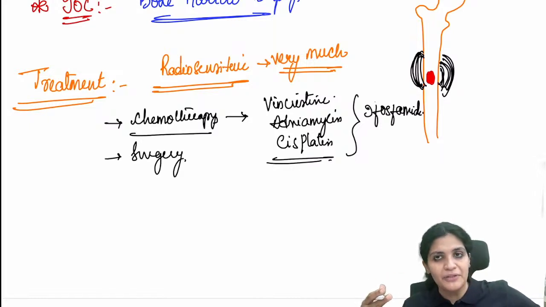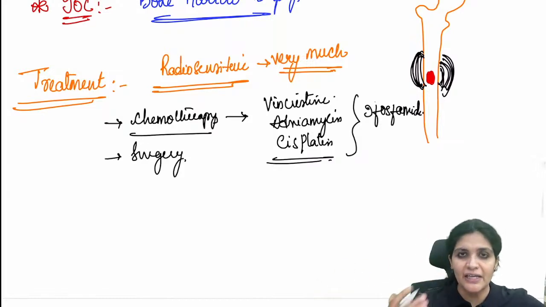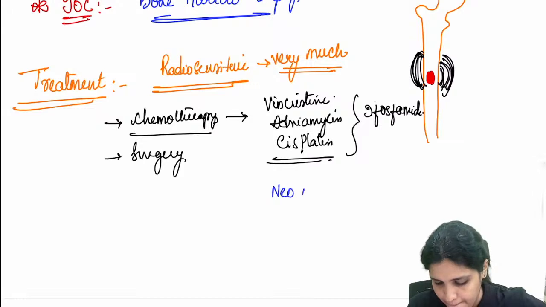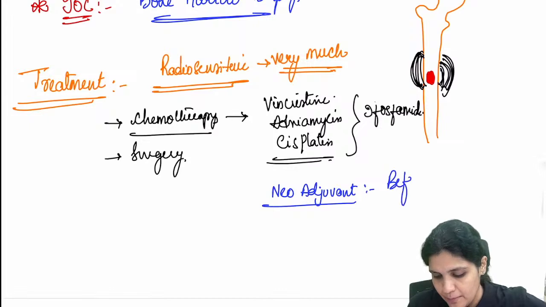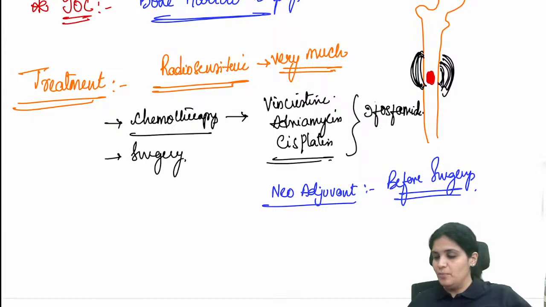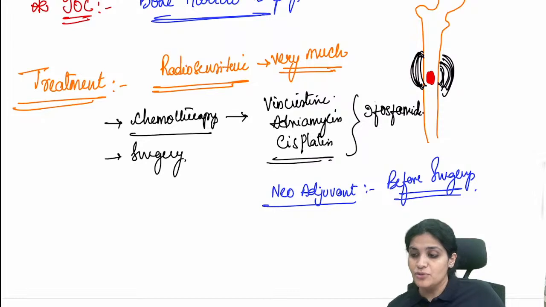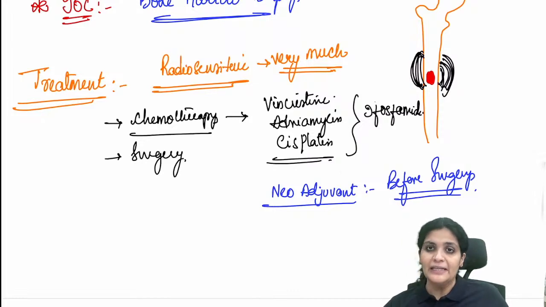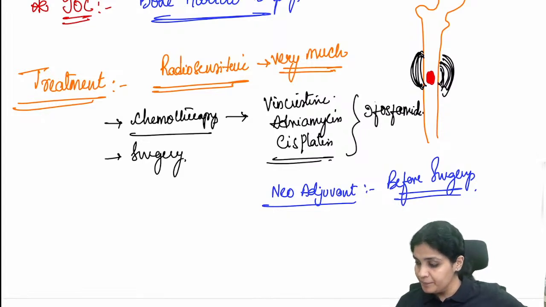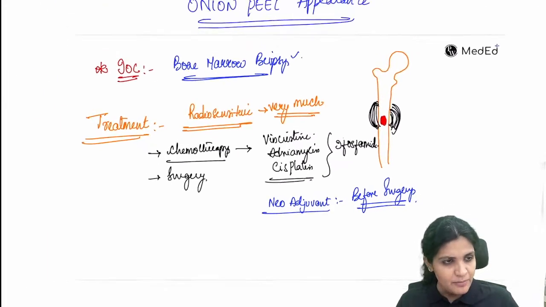So what is neoadjuvant chemotherapy? Chemotherapy given before the surgery is neoadjuvant chemotherapy, followed by surgery and then chemotherapy again, right? So that is about your Ewing sarcoma. You have to be very, very careful with Ewing sarcoma mainly about the diagnosis, right? You have to first send it for biopsy, then confirm it, and then you go for treatment. So the treatment depends upon the chemotherapy, right? That is about Ewing's sarcoma.